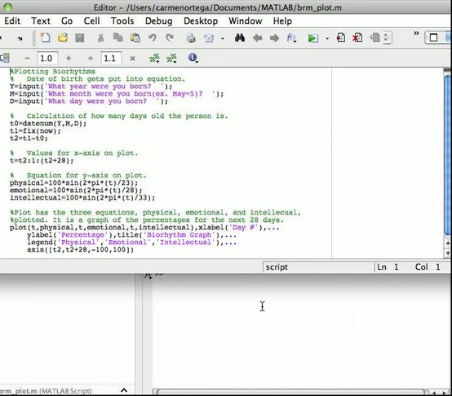And here is the plot which plots T, which is time, and the physical, T and the emotional, T and the intellectual. The X label is the number of the day. The Y label is a percentage. The title is Biorhythm Graph. The legend has your physical, emotional, and intellectual, and your x-axis starts at how many days old you are and goes 28 days more. And your y-axis is from negative 100% to positive 100%.